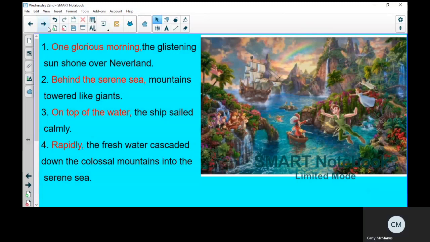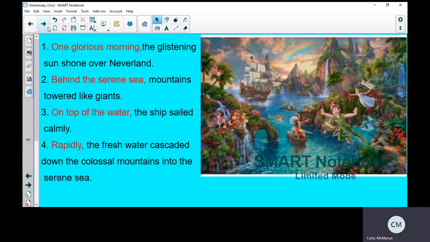Now, number 1, my first sentence, I'm looking at the picture, so everything that I'm doing is to do with the setting description. I've put one glorious morning, comma, the glistening sun shone over Neverland. Now, one glorious morning, is it telling me when, where, or how? It's telling me when, isn't it? When it's happening. It's one glorious morning. Then I've got my comma, and you can see I've highlighted it in red so that you can see the fronted adverbial. And then the glistening sun shone over Neverland.